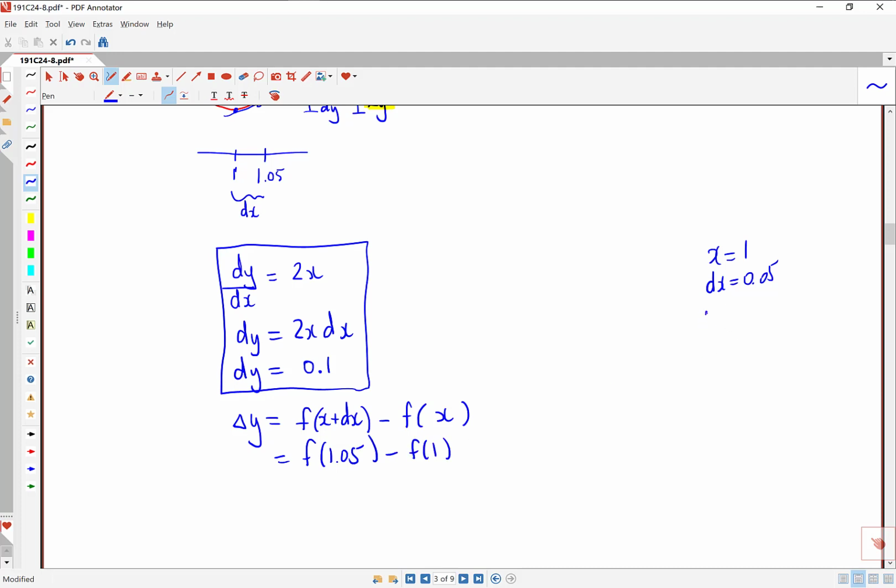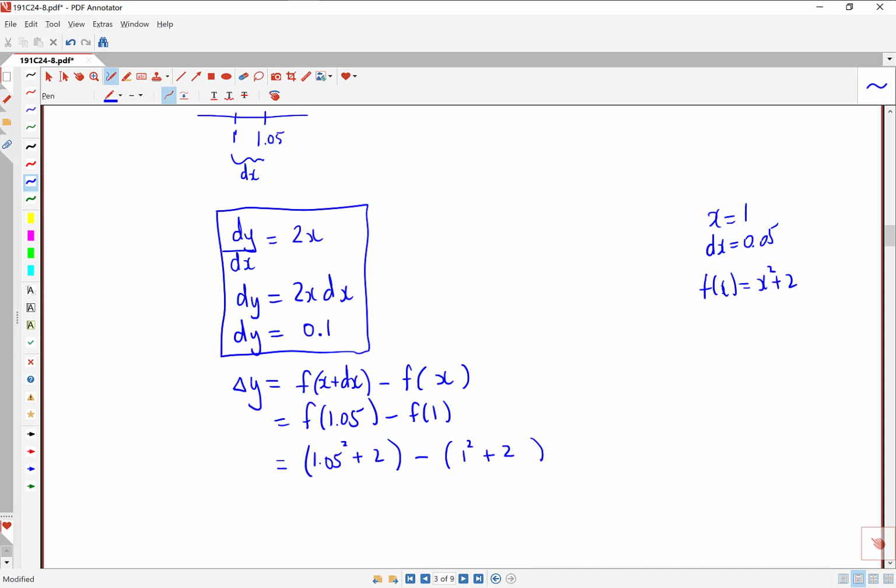And I'll just write down what our function was because we can't see that point on the screen right now. So f of x was x squared plus 2. Okay, so if we sub 1.05 into that, we get 1.05 squared plus 2 is the y value at the second point, and then subtract off the y value at the first point, we would have 1 squared plus 2. So if we put all that into our calculator, that comes out to 0.1025.